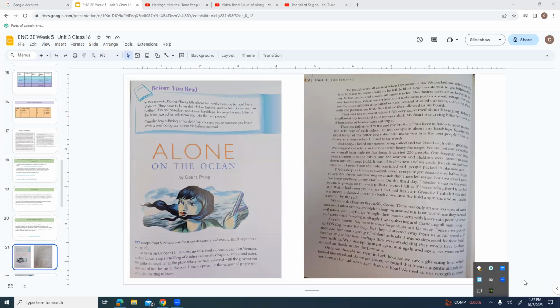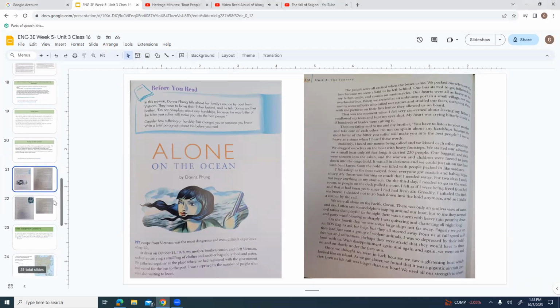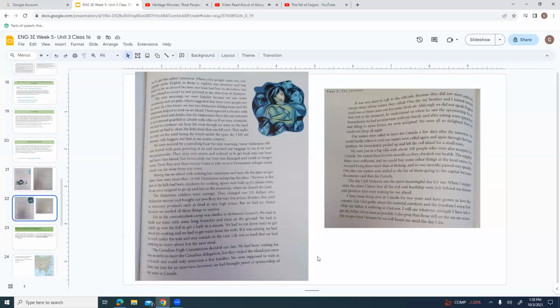Once we thought we were in luck because we saw a glistening boat which looked like an island. As we got closer, we found that it was a gigantic aircraft carrier. Even its life raft was bigger than our boat. We used all our strength to shout out to get the sailors' attention.